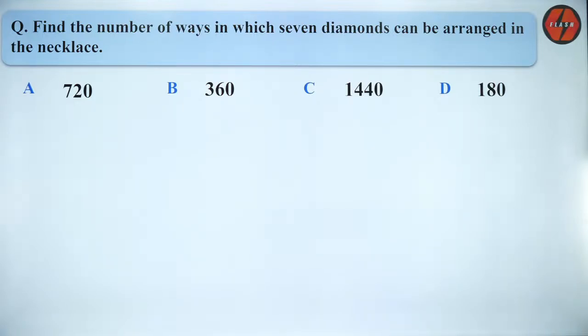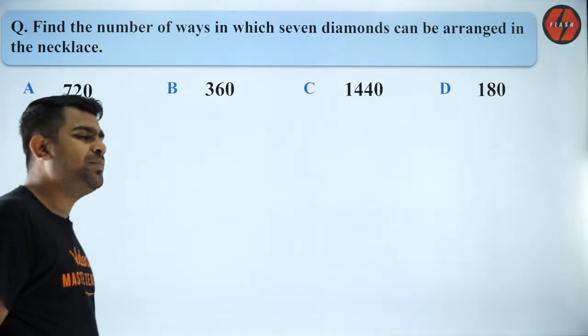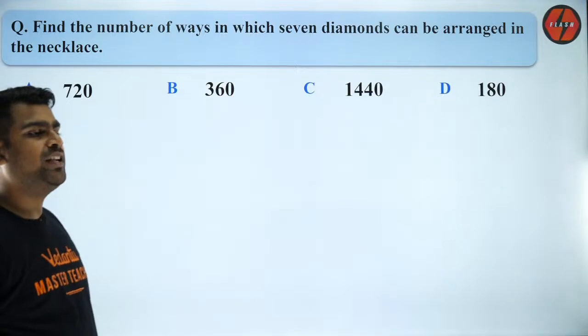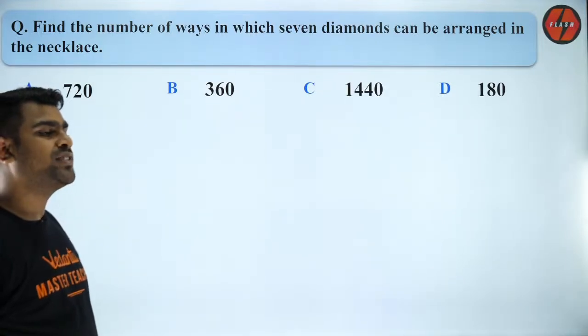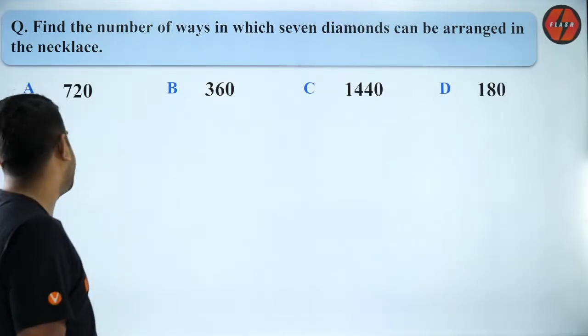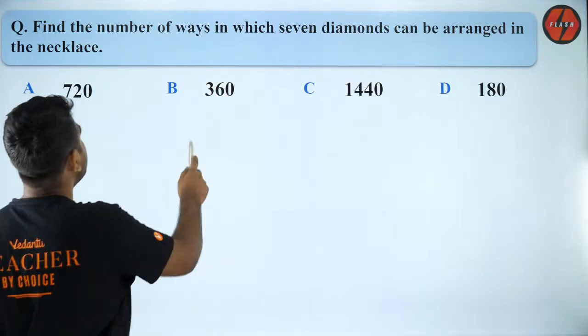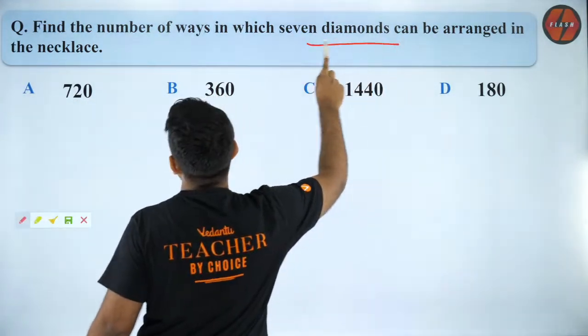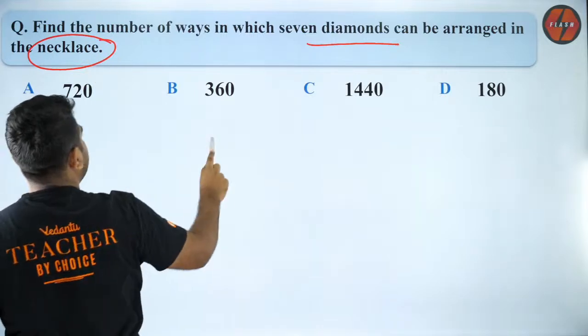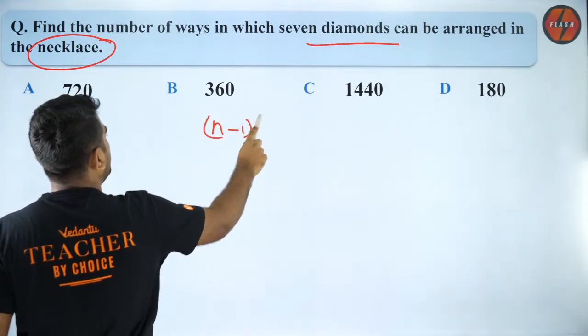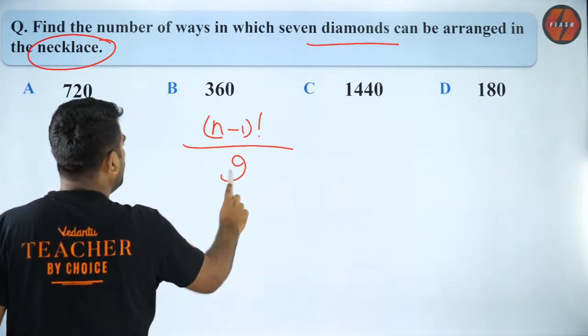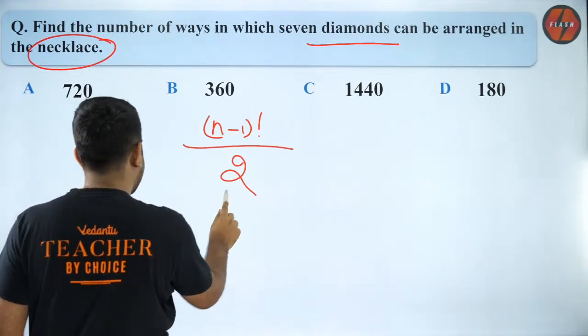Very good, Kirito. Kirito is super fast. Very good, Asim. Absolutely right. But Maruti Marla, you forgot something. The answer is divided by 2, Maruti, because it is diamonds on a necklace. So it is (n minus 1) factorial by 2. Please don't forget this.